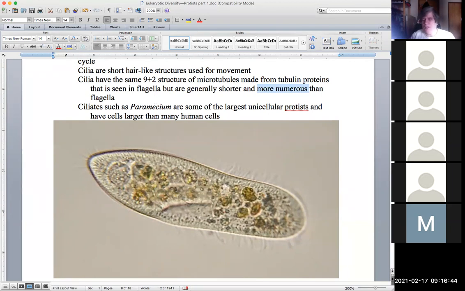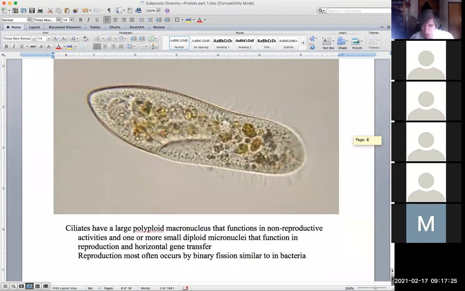But if we took a cilia or a flagella, remember this is kind of a long stringy thing, if we took it and sliced through it, we would see the same 9+2 structure. You wouldn't be able to look at a cross section, a slice through a cilium or a flagellum, and tell which one you were looking at. Now, keep in mind that ciliates, and Paramecium is a good example of a ciliate, have some of the largest cells in the protists. And their cells are so large, in fact, they're larger than a lot of human cells. And this is going to explain something that we'll see in a moment.